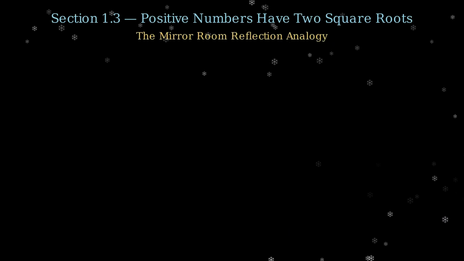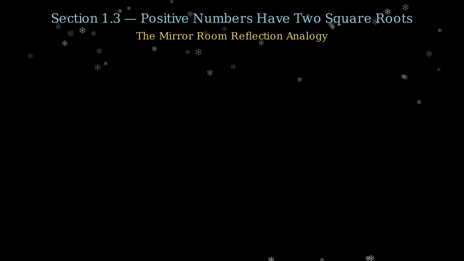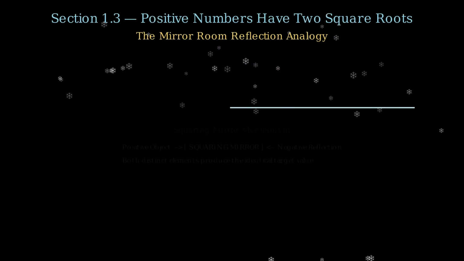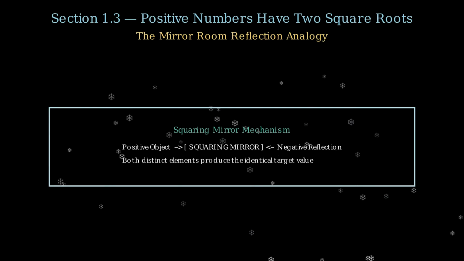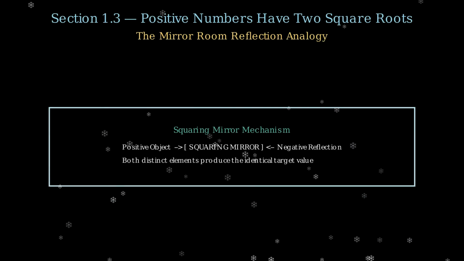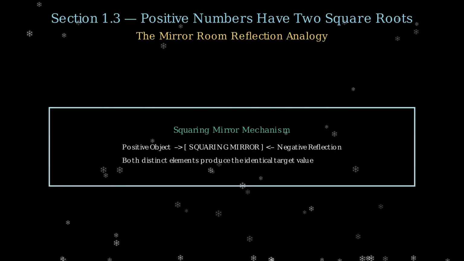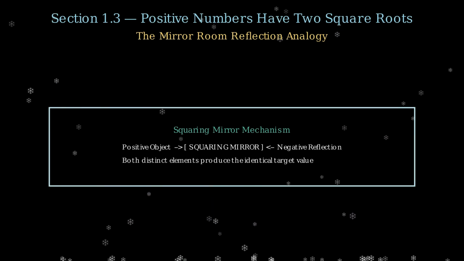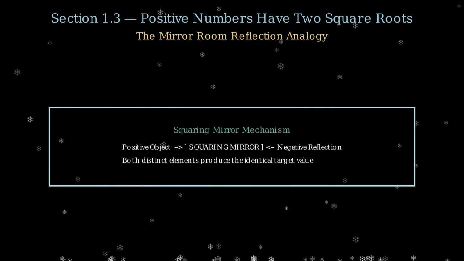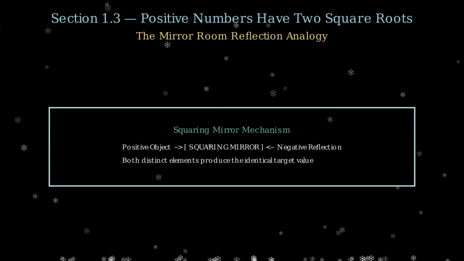Let's look at this concept through a mirror reflection analogy. Imagine a target number inside a special room. Both a real object and its opposite reflection in the mirror cast the exact same shadow when squared. The squaring process acts like a filter that hides the original sign, revealing 2 opposite paths leading back to a single source.